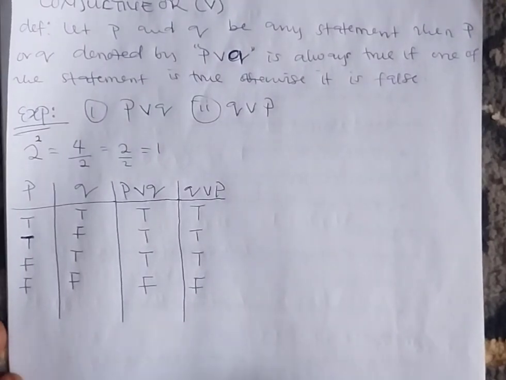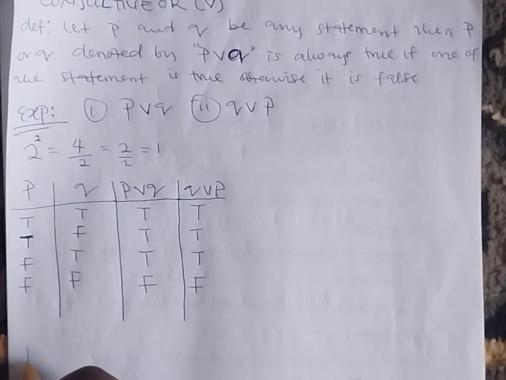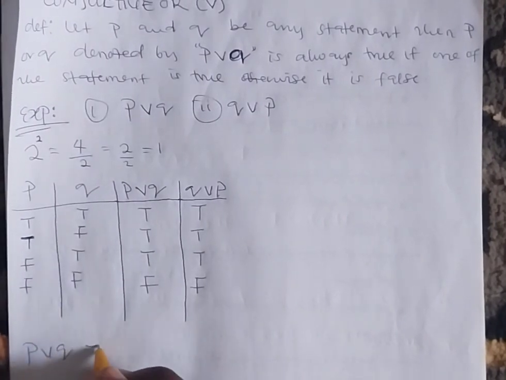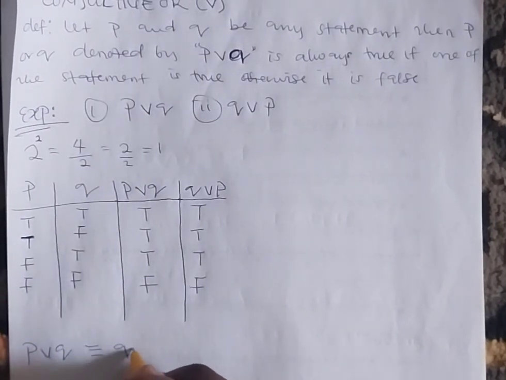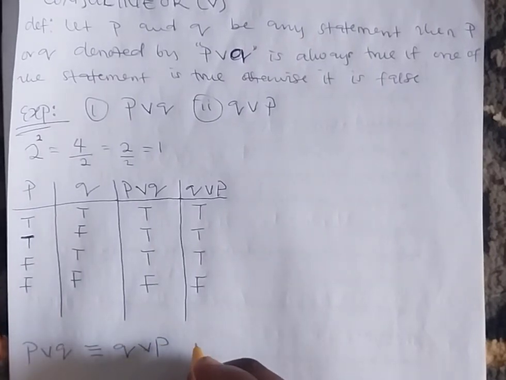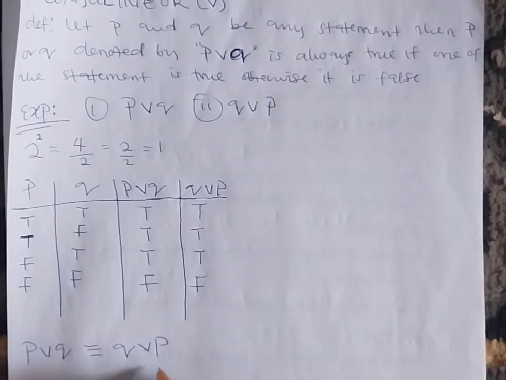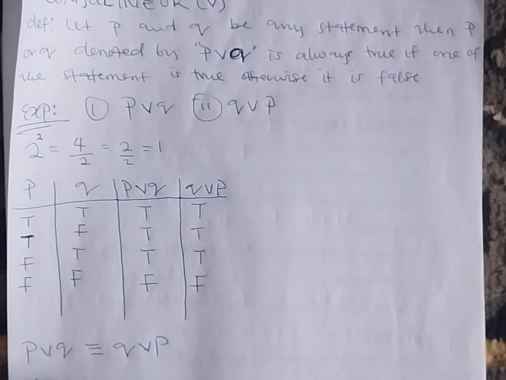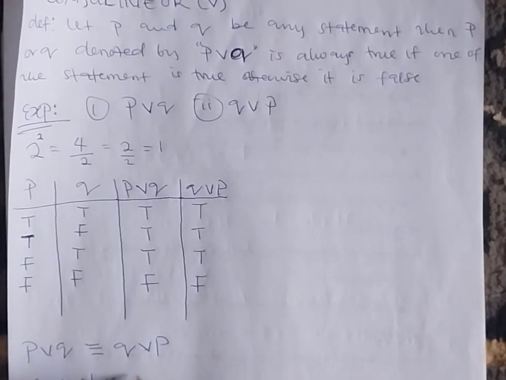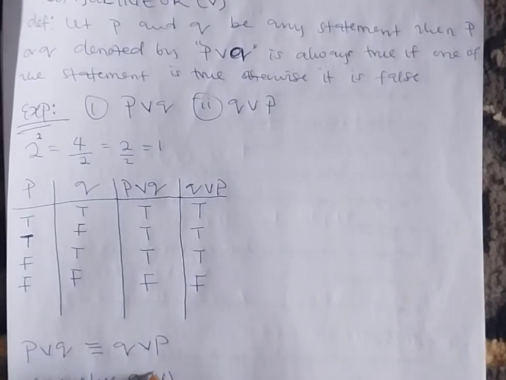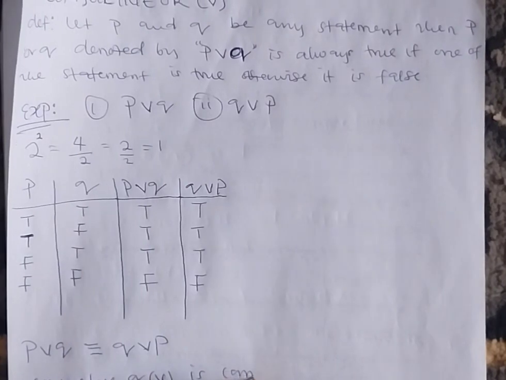Okay, so now P ∨ Q is equivalent to Q ∨ P, and therefore the conjunctive or, represented by ∨, is commutative.